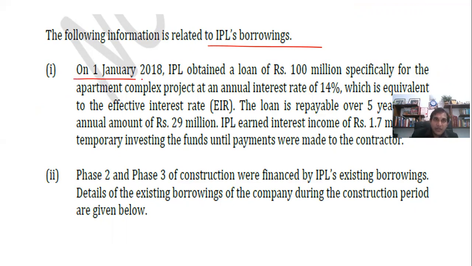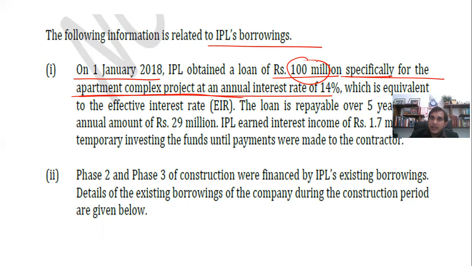Now on 1st of January 2018, IPL obtained a loan of 100 million specifically for the apartment complex project at an annual interest rate of 14%. Specific, this is important. Specifically for the apartment complex, right? That is not a common loan. That is specifically obtained in order to construct this building, right? 100 million obtained, not for other reasons.